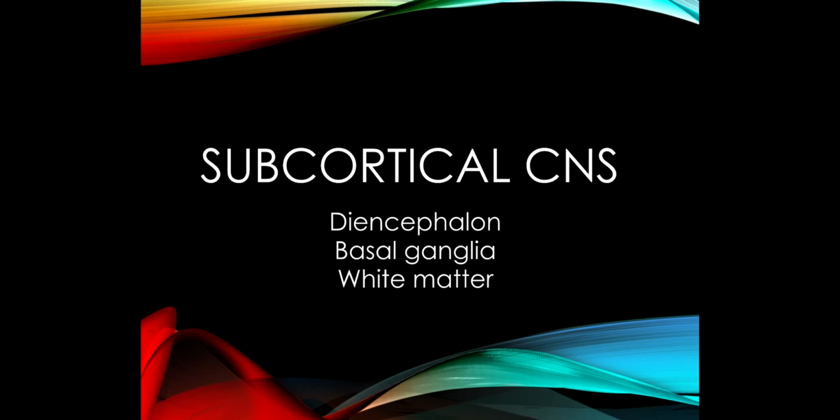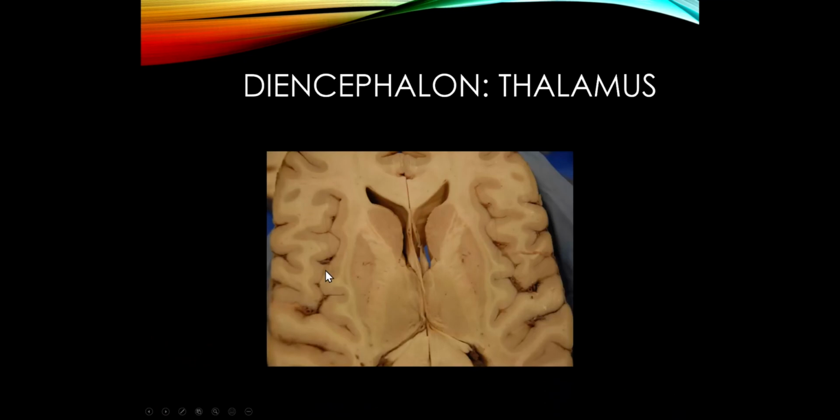In this lecture, we will be covering the anatomy that is above the brainstem and underneath the cerebral cortex. So this is subcortical central nervous system, and we'll be talking about diencephalic structures, the basal ganglia, and white matter. So remember, when we use the term diencephalon embryologically, this includes anything with the word thalamus in it.